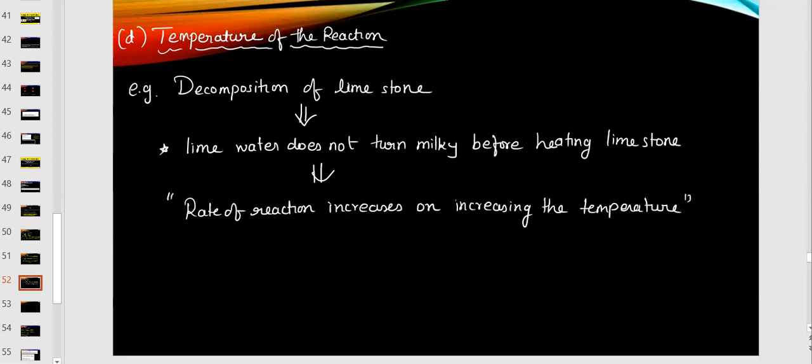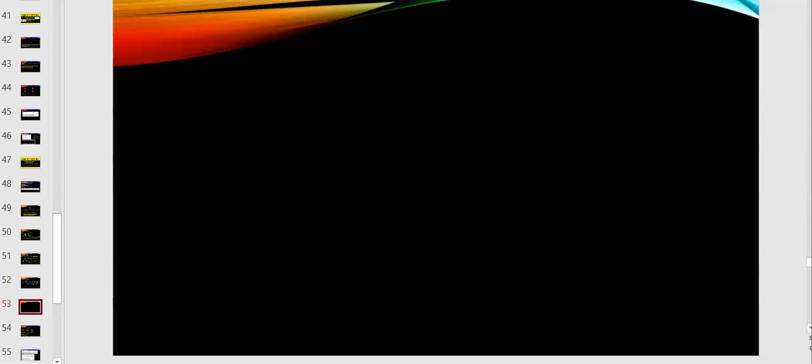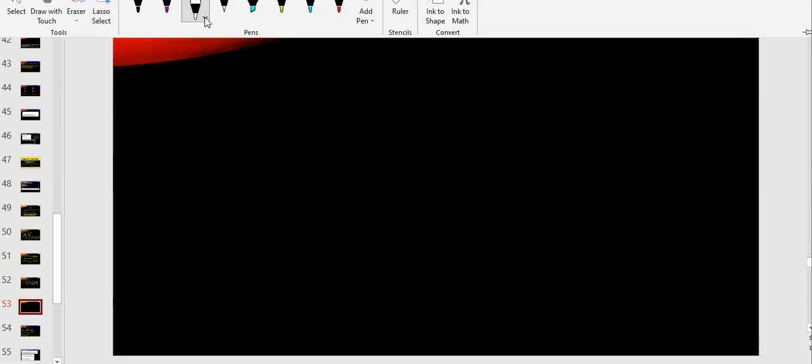Okay, so we should remember this point here. Next is catalyst. I told you already, catalyst. A catalyst is some substance you will be adding in the reaction, and it will help the reaction to take place faster. Okay, it helps.